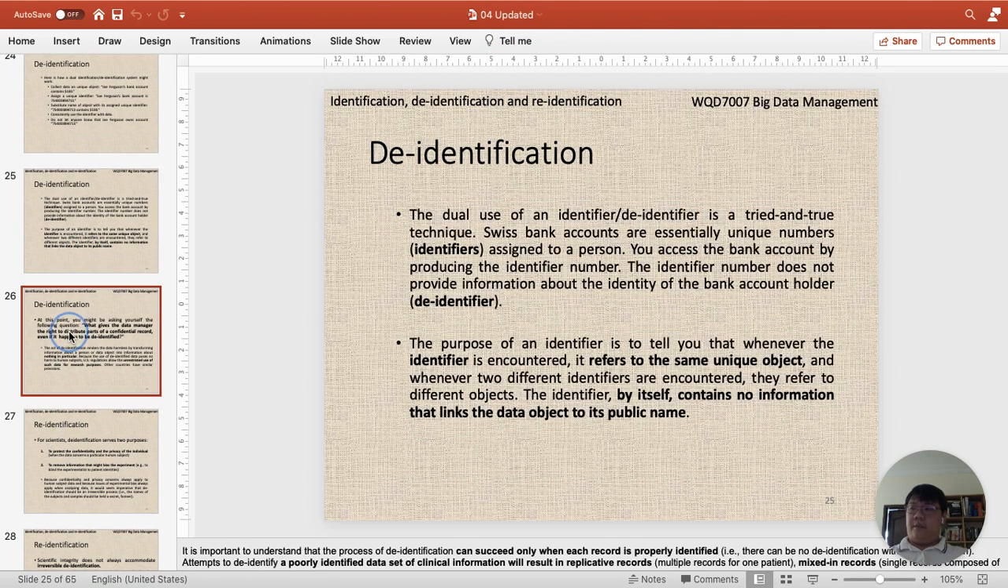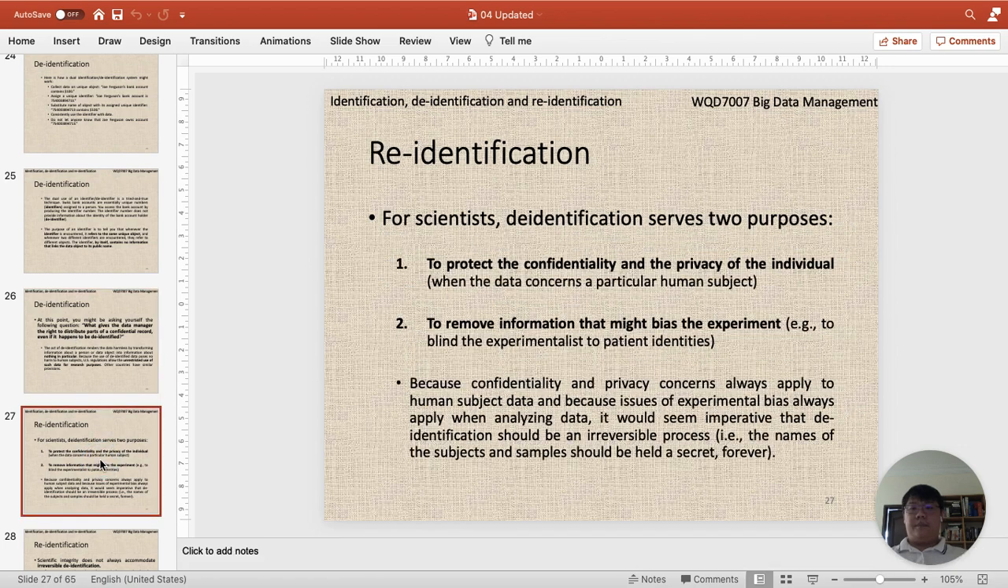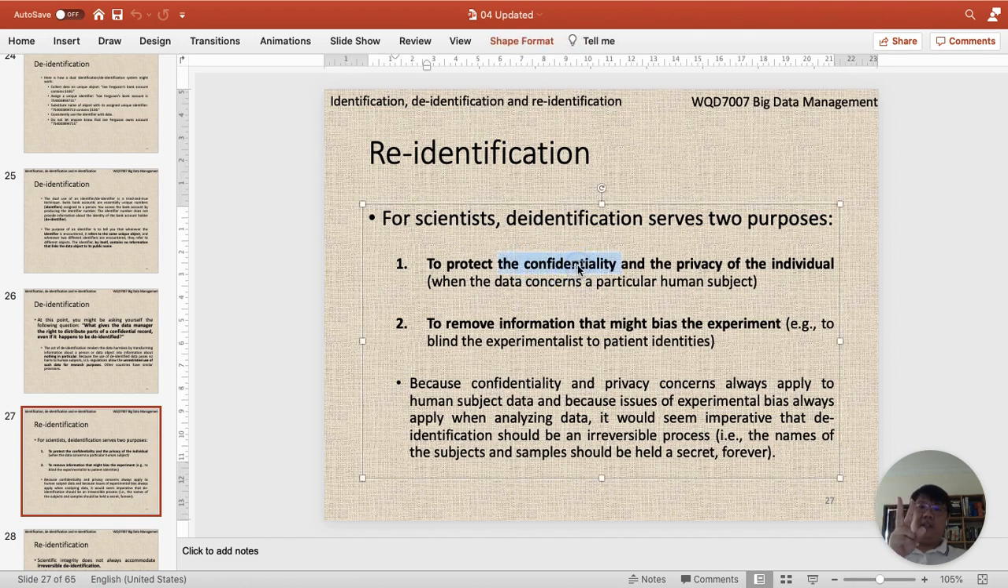So that one is until de-identification over here. Then the last part is actually re-identification. For scientists, de-identification serves two purposes. You want to protect the confidentiality, and you want to remove the information that might bias the experiment. There are two points actually. One point is what we have discussed just now: you want to make sure of the confidentiality and privacy, so you don't leak your own data.